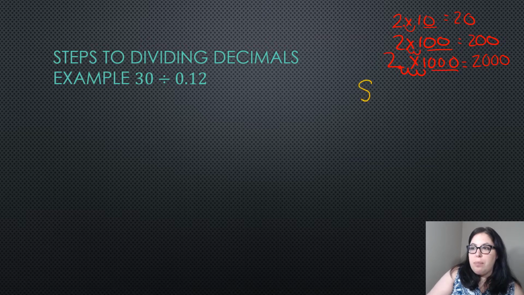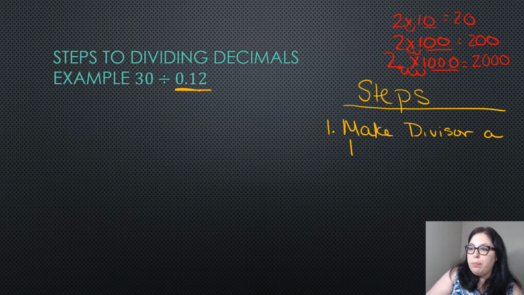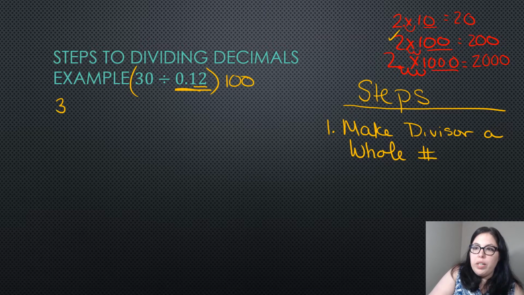All right, so steps over here. First thing we need to do is figure out what to multiply our numbers by to make the divisor a whole number. Okay, so I can see 2 decimal places. Aha, I need to multiply by 100. So I'm going to multiply both numbers by 100, which is going to give me 3,000 divided by 12.